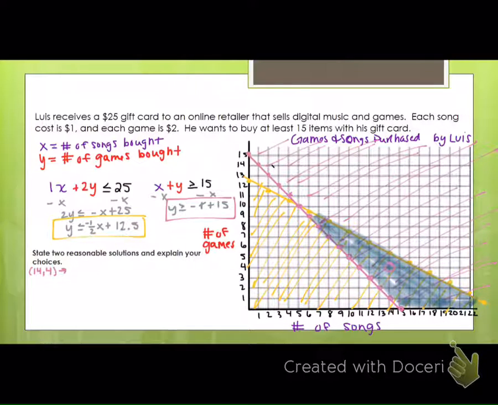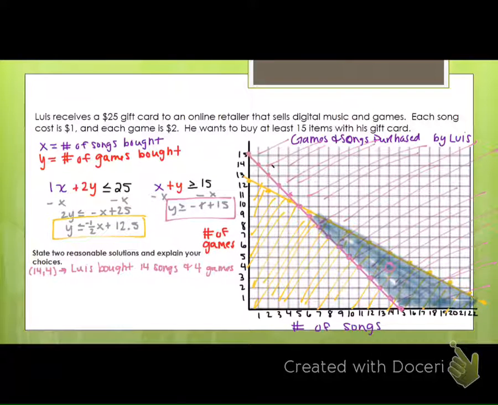What does 14, 4 mean? There's 4 songs bought. Be careful. 14 songs bought. So Lewis bought 14 songs and 4 games. All right.